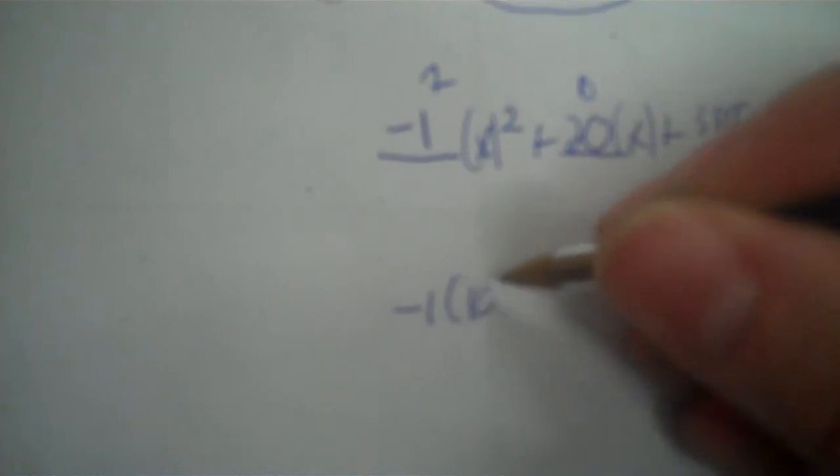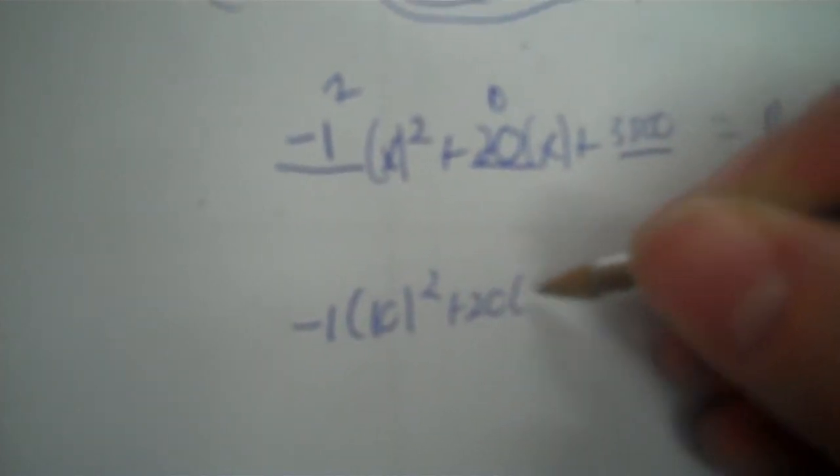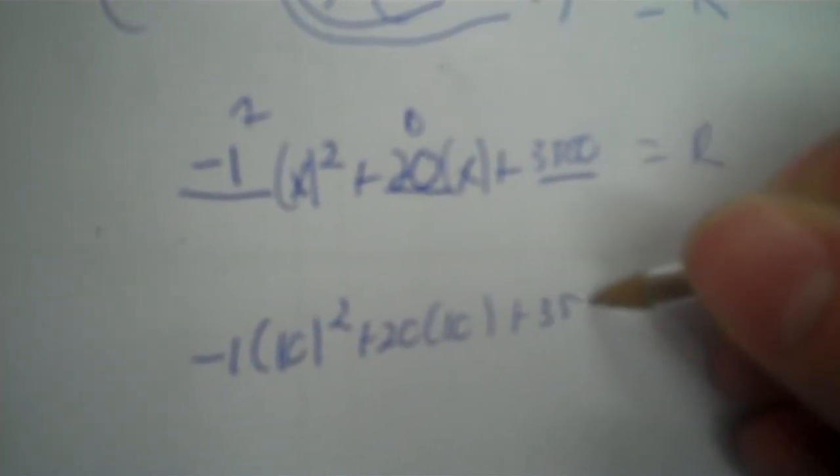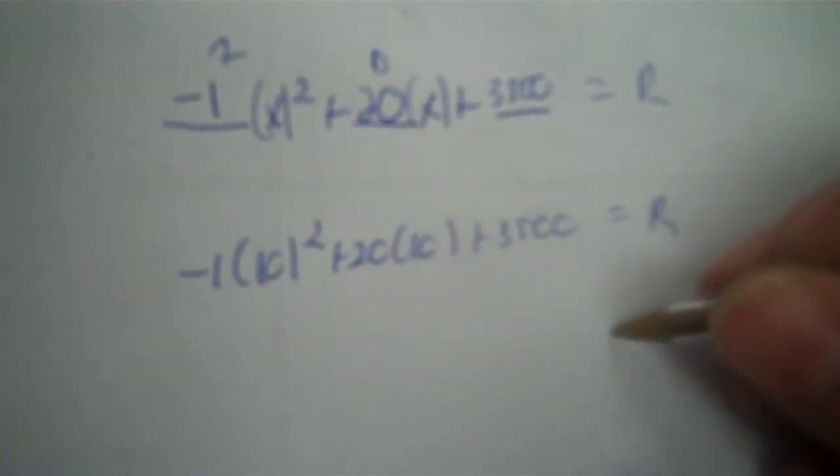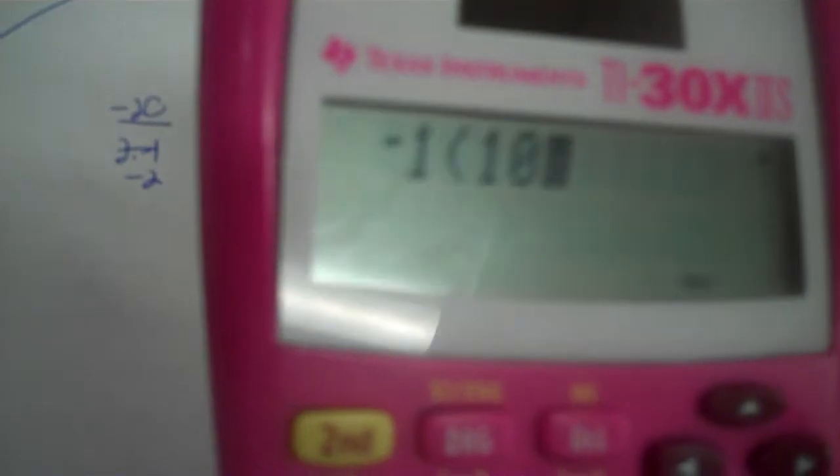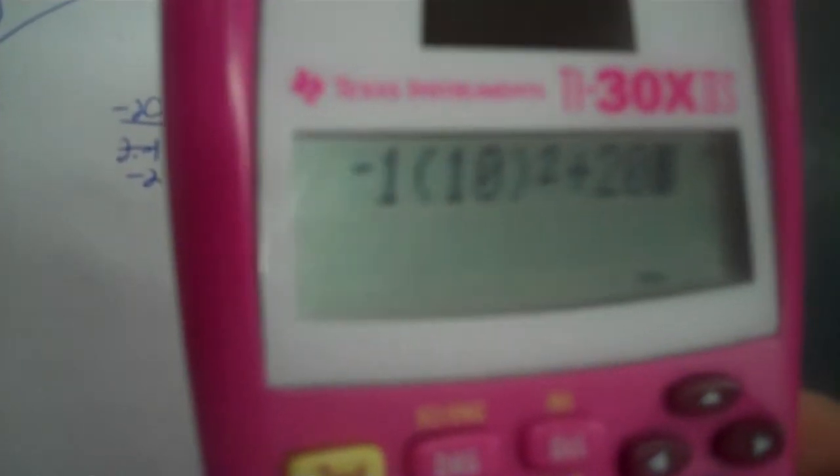I don't care if that's labeled. Your revenue is the money, okay? So you substitute 10 in for x. I don't care if you're writing the substitution out, but that's how I find my maximum revenue, okay? So negative 1, 10 to the second, plus 20 times 10, plus 3,500, you get 3,600. That's your maximum revenue.